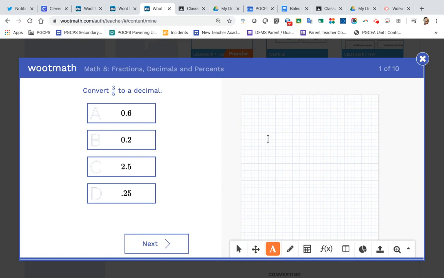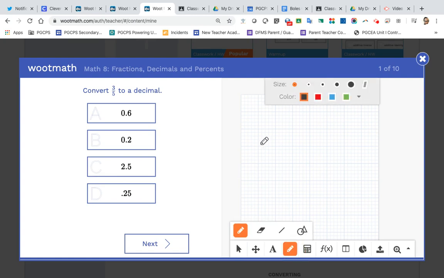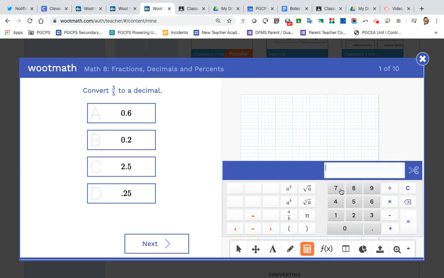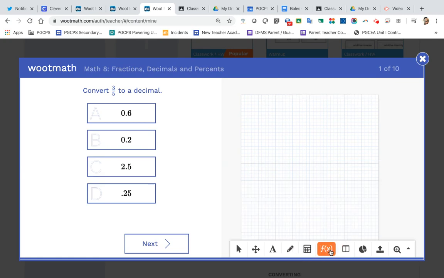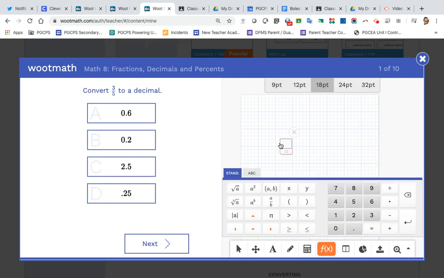Right here, I can write a text to show my work. Right here, I can actually draw out the work I want to do. Right here, I can use the calculator. Right here, I can use a functional calculator to help me do the work. So this is where I can use decimals and everything.